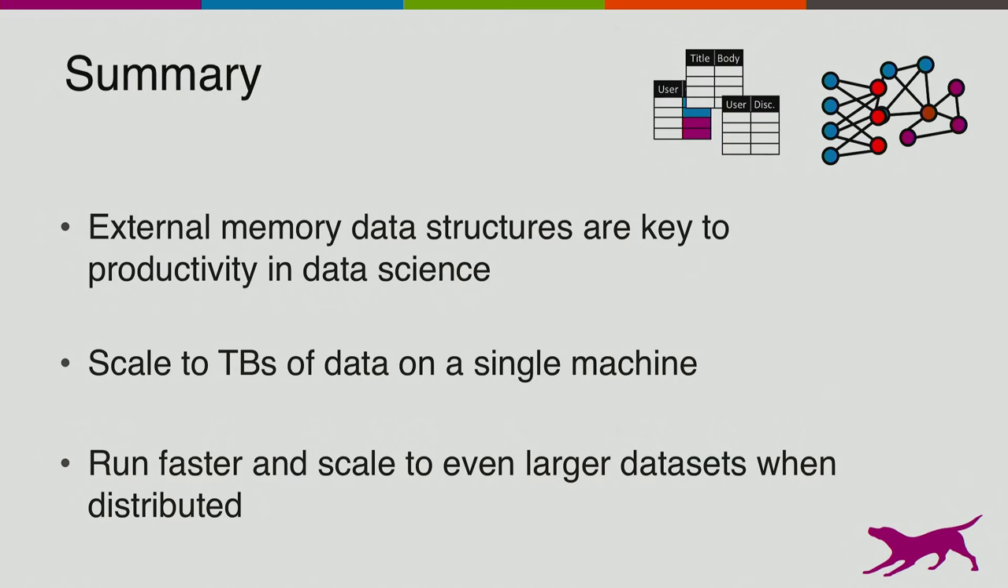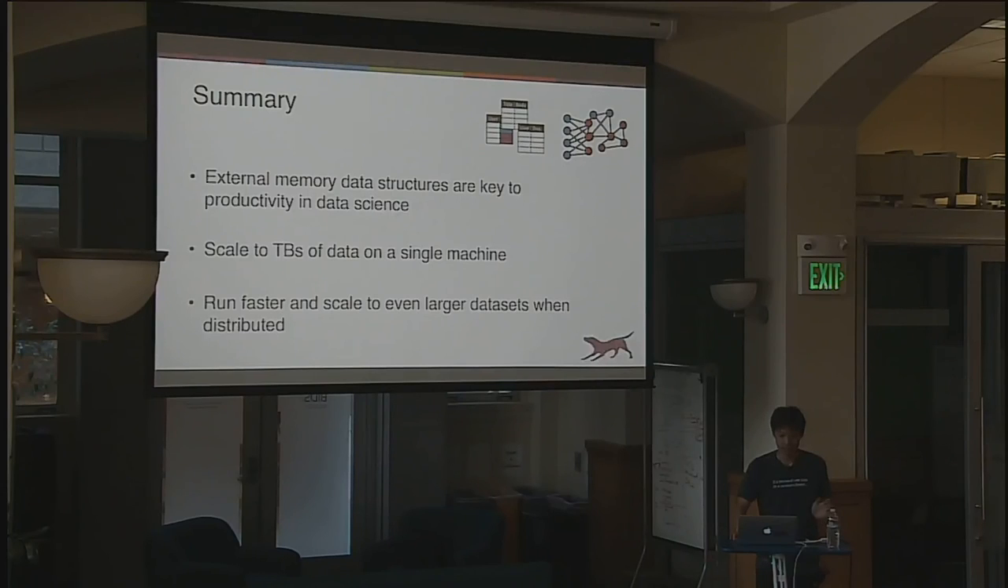So in summary, we talked about external memory data structures, which are the key to productivity in data science. We have talked about ways to scale to terabytes of data on just a single machine. And when you extend these learnings from single machine to distributed, you can run even faster and scale to even larger data sets.